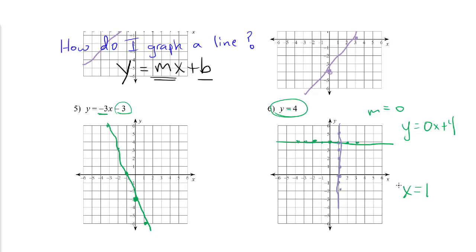Important thing to take away from this is when you have y equals a constant, some numerical value, we'll call it a constant k, you have a horizontal line at that k value. Anytime you have an x equals a constant, you have a vertical line at that x value for that constant. Students often mix those two up, so be careful of that.